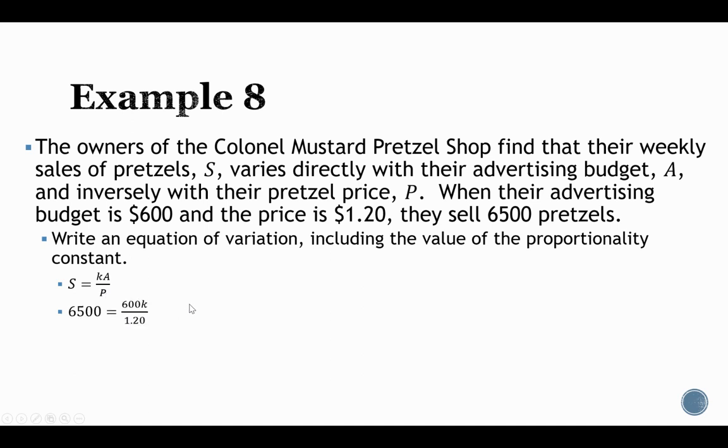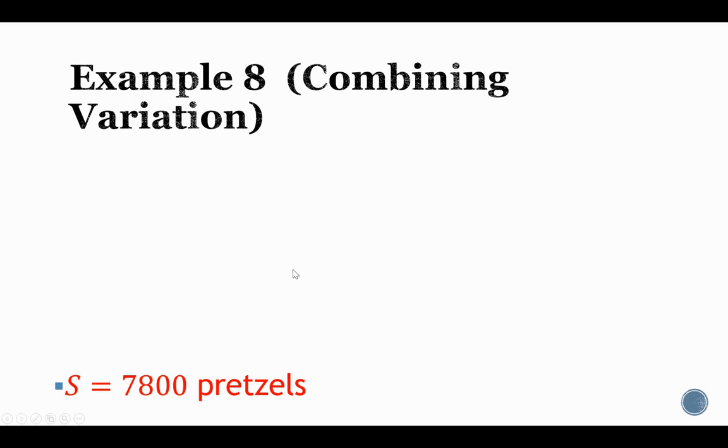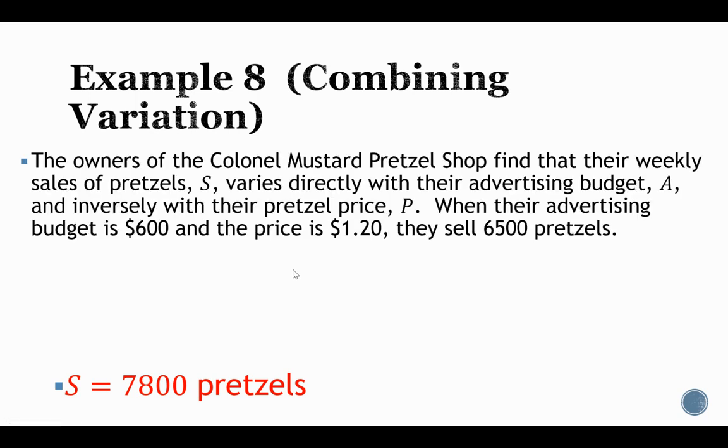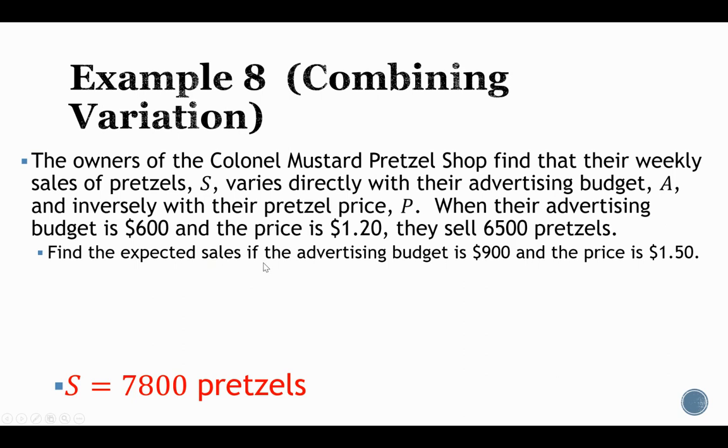So if we have the total amount of 6,500 pretzels, and we know that the budget is $600 times our constant divided by the price per pretzel, we can then solve this out for our constant of proportionality, and we find that K is equal to 13. And now, equipped with this equation, we can solve a couple more problems. Find the expected sales if the advertising budget is $900 and the price is $1.50.